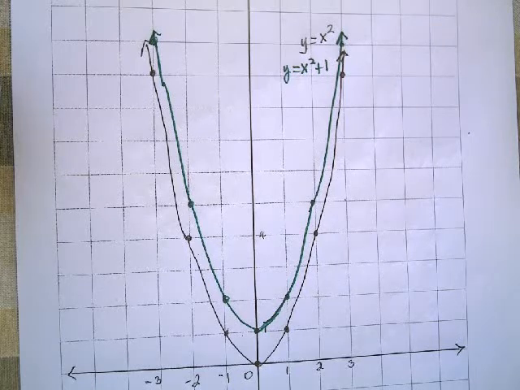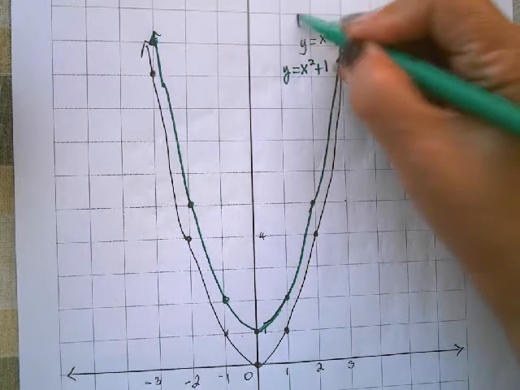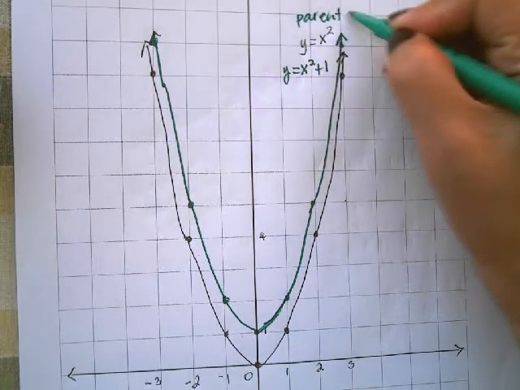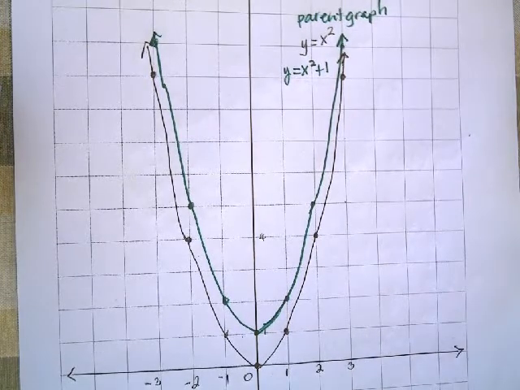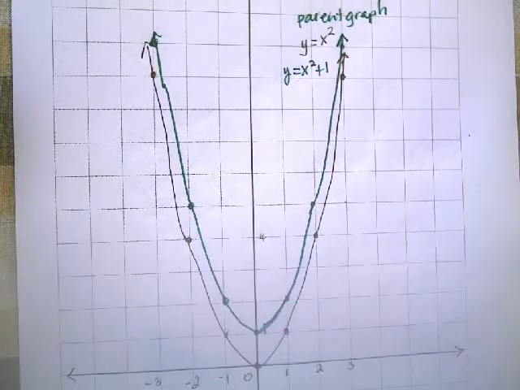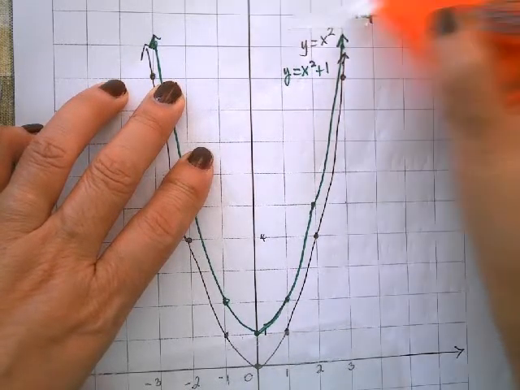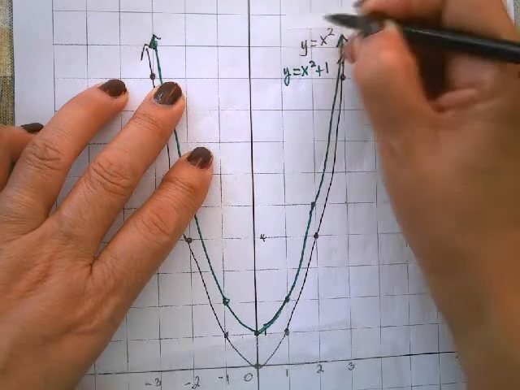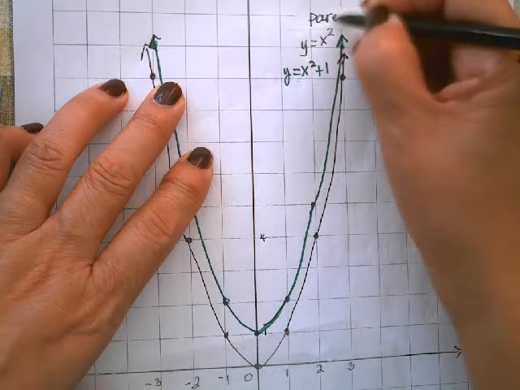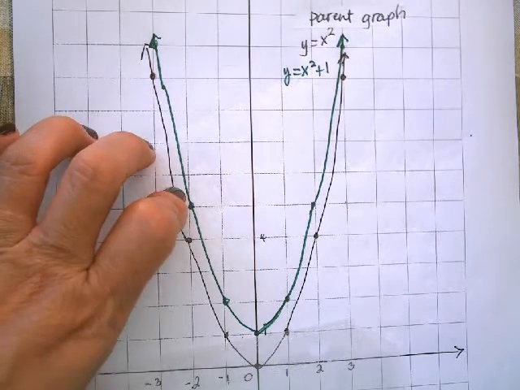So let's compare these two graphs. The graph of y equals x squared is what we will call our parent graph. Y equals x squared is our parent graph. And y equals x squared plus 1 is, okay, so this should be black. The green one is y equals x squared, that is our parent graph. So the black is y equals x squared, that's our parent graph. So let's compare our parent graph to the green one.